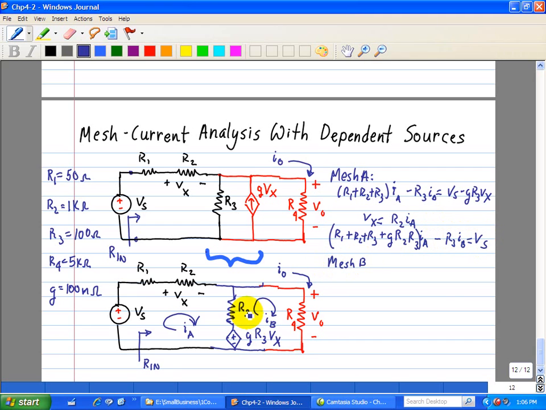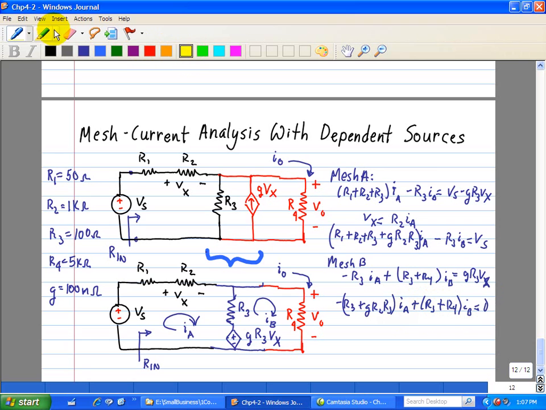For mesh B, we see that IB goes through R3 and R4. So IB goes to R3 plus R4, and then what's going opposite of IB is in R3 is minus IA. So minus R3 IA, and that's equal to G R3 Vx. Substituting Vx again for R2 IA yields minus R3 plus G R2 R3 times IA plus R3 plus R4 times IB equals 0. So that's for mesh B.